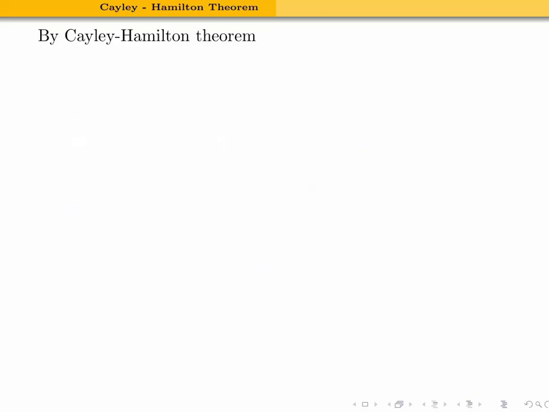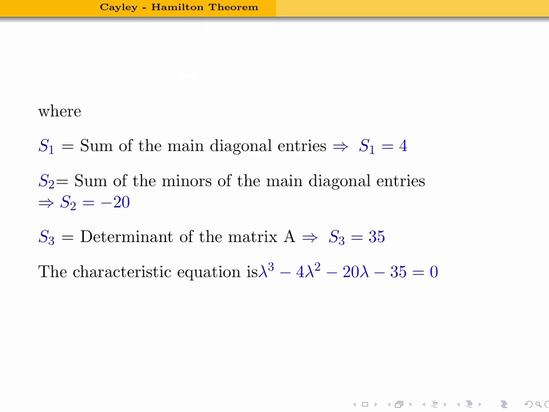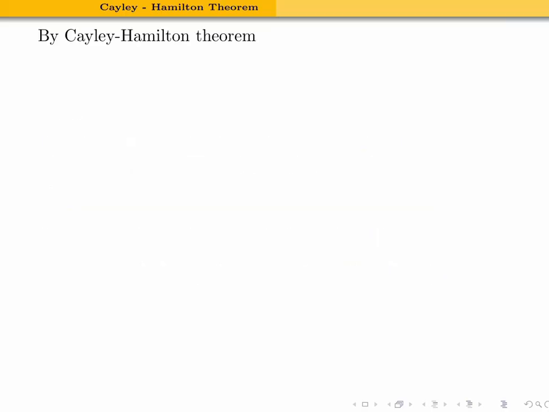to 0. By the Cayley-Hamilton theorem, replace lambda with A. Instead of lambda we replace A, therefore we get A cube minus 4A square minus 20A minus 35I equal to 0. This is what we want to prove. Every square matrix, here A is a square matrix, satisfies its own characteristic equation. So if you replace it, the final result will be the zero matrix.